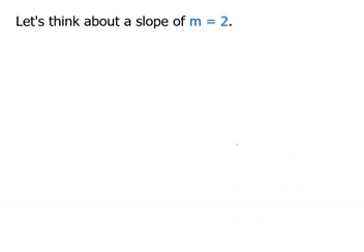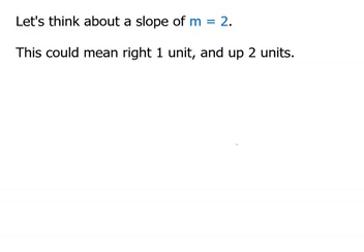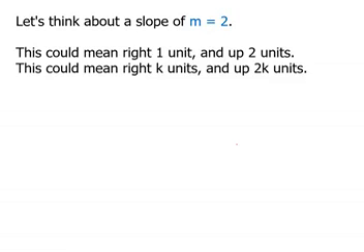Let's think about a slope of 2. What exactly does a slope of 2 mean? And here we're going to be thinking more about a numerical perspective. So a slope of 2 could mean that we go right 1 unit and then up 2. So that would be a slope of 2. We could go right k units and up 2k units. So we could have any proportion that we wanted. For example, we could go over 7 and then up 14, something like that.